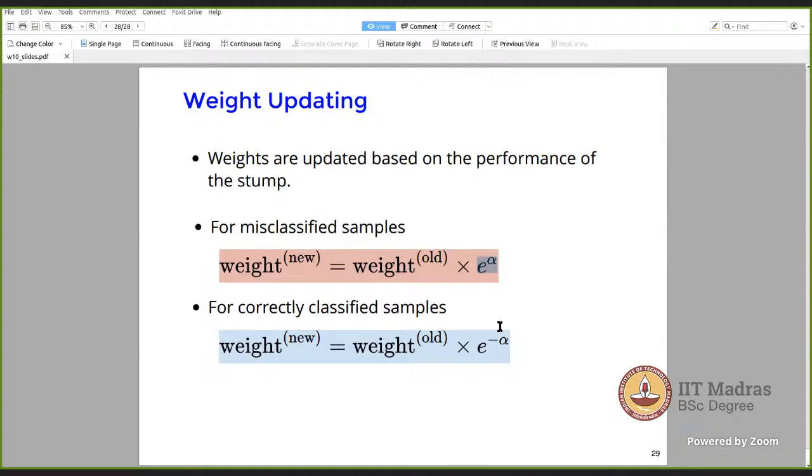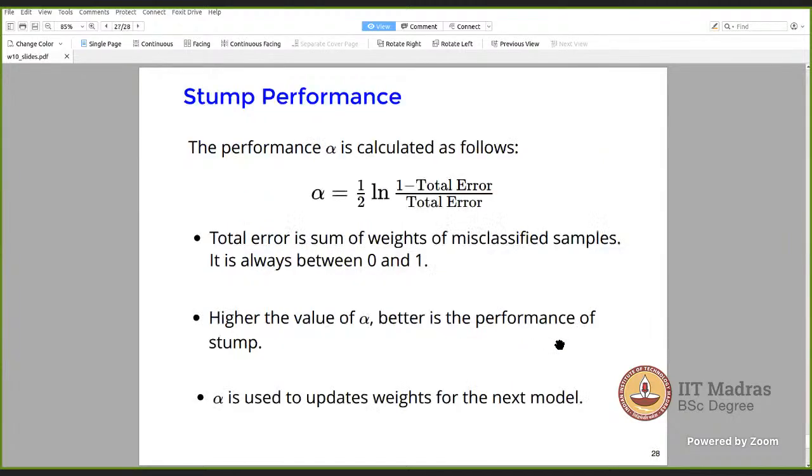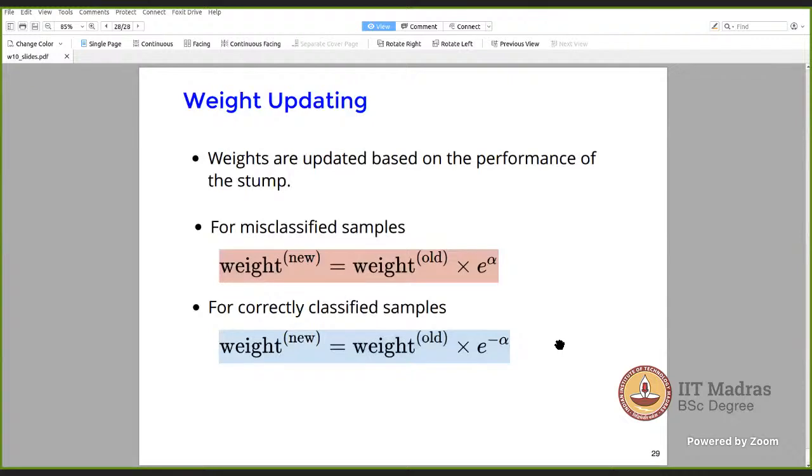On the other hand, for correctly classified samples, as I said, we will reduce the weight. So e to the minus alpha will reduce the weight. This is the old weight, 1/20. Now, when you multiply with this, the weight will be reduced. So this is how the weights are updated. Yeah, that's all. So that's how we go on in AdaBoost. So any doubts we can take now.